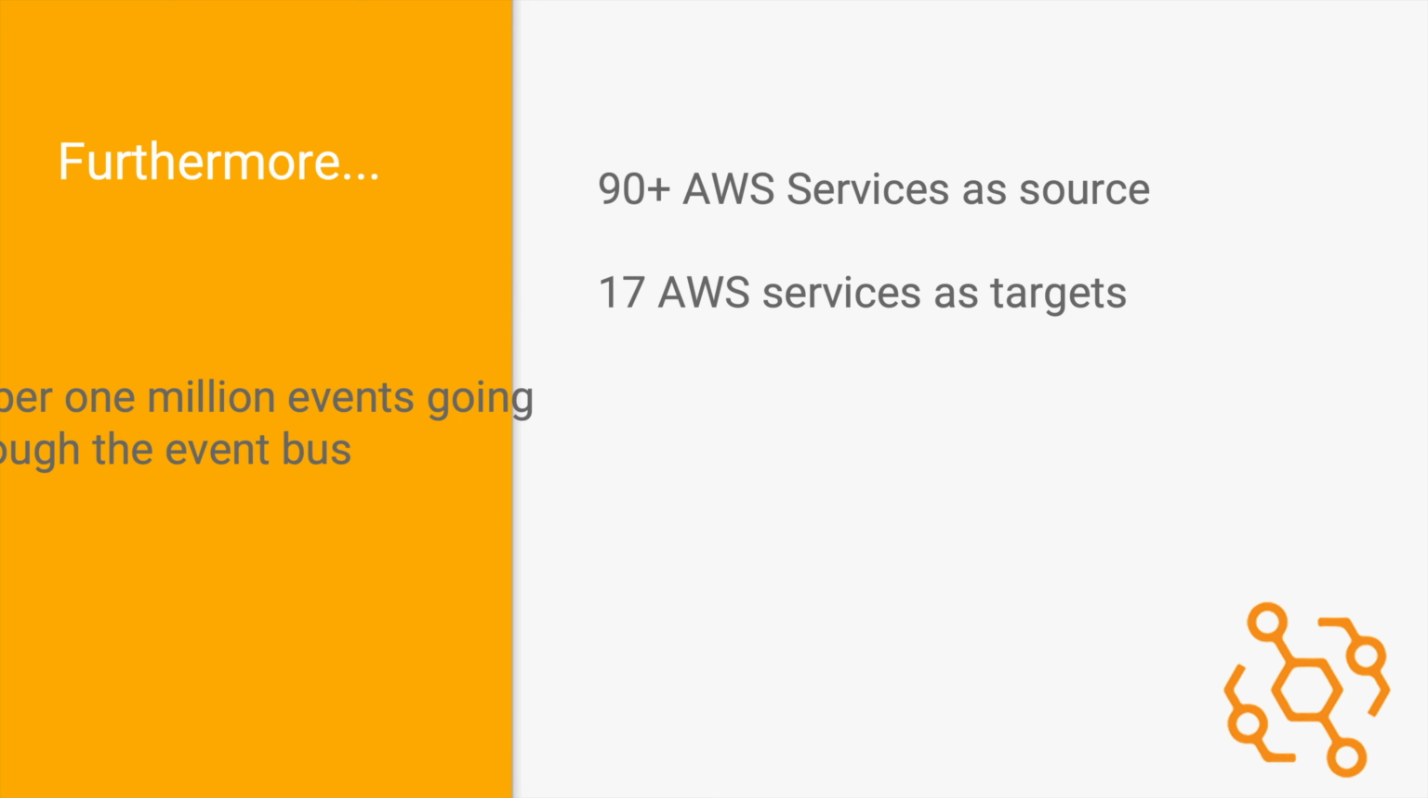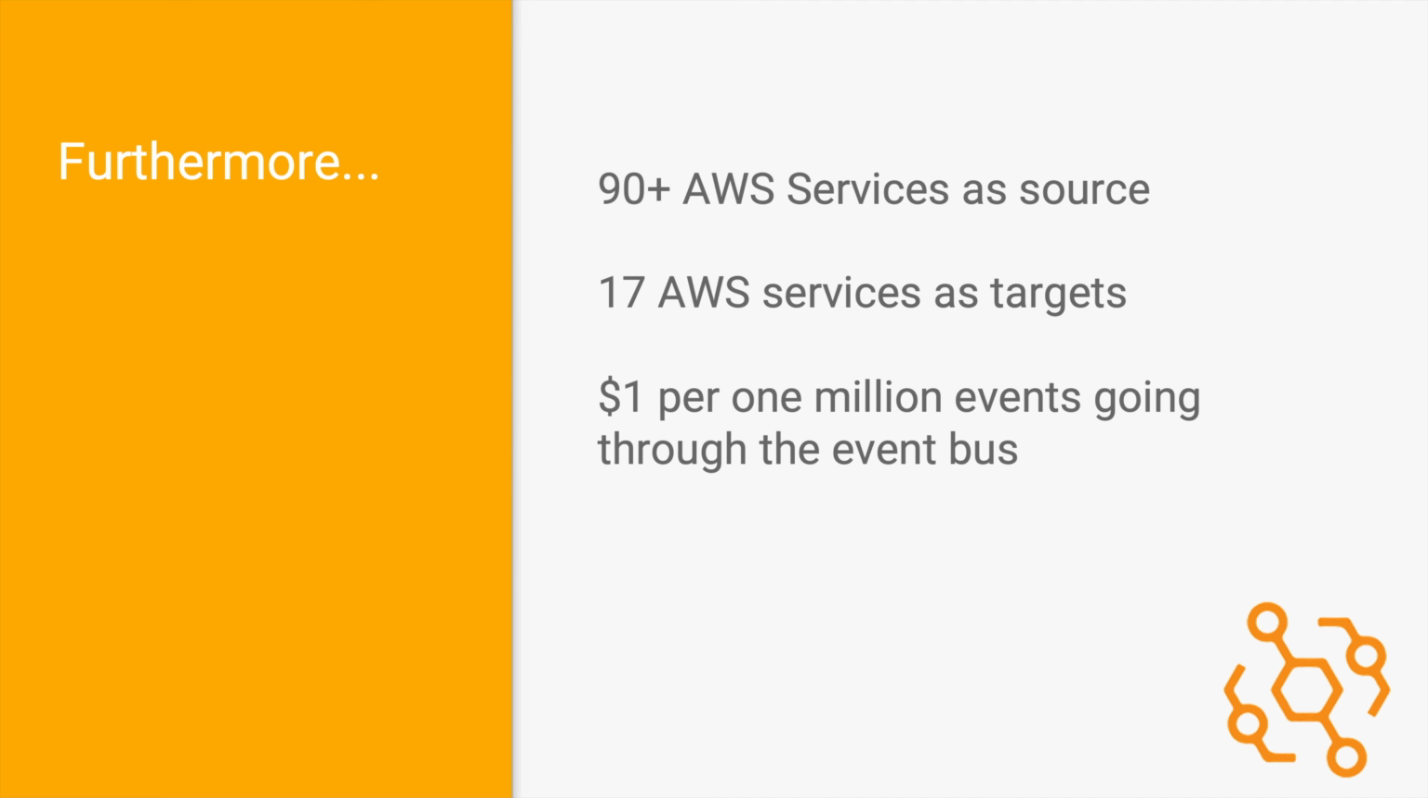Some additional info about EventBridge. Besides the supported SaaS providers, EventBridge also supports more than 90 other AWS services as event sources, which includes services like AWS Lambda or S3. And it also supports about 17 AWS services like SQS or Lambda as targets for events. You are charged $1 for every 1 million events put into the event bus, and there is no additional charge for the delivery of events to your targets.